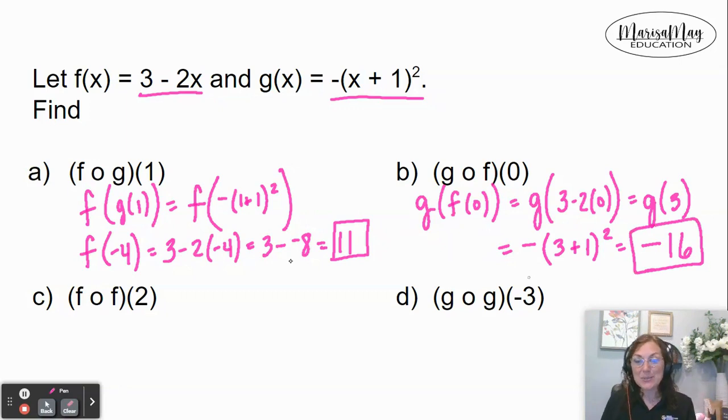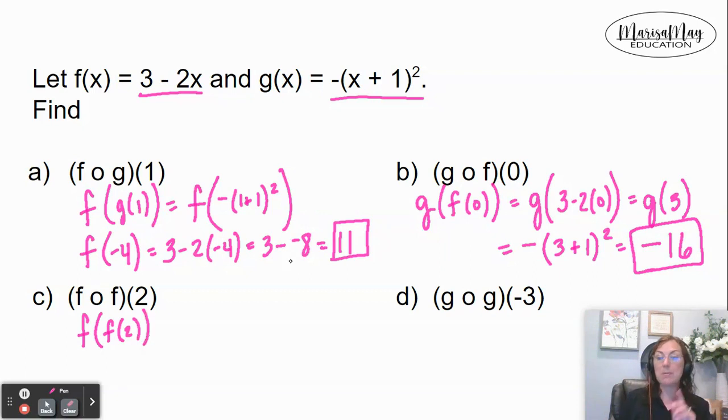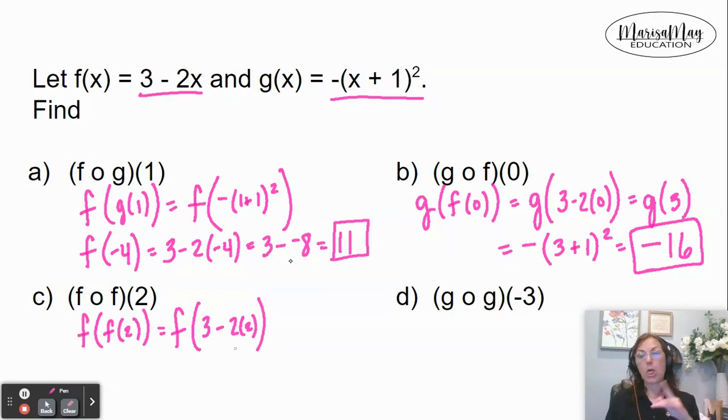All right, now the last two are a little tricky because we're going to do f of f of 2. So we begin in the f function by replacing the x with 2. And that would look like 3 minus 2 times 2. Okay, 2 times 2 is 4. 3 minus 4 would give me negative 1. So now I'm looking for f of negative 1.